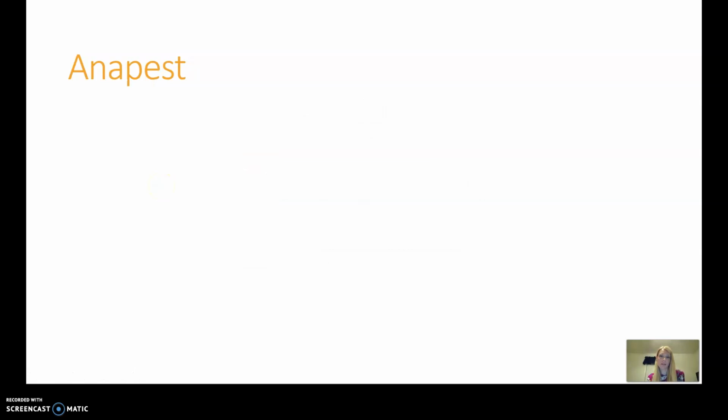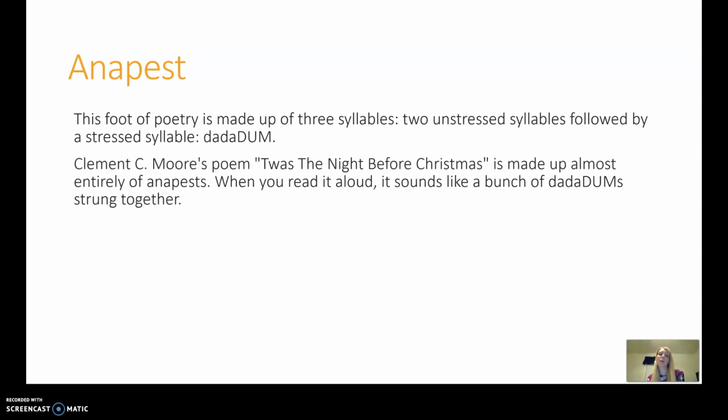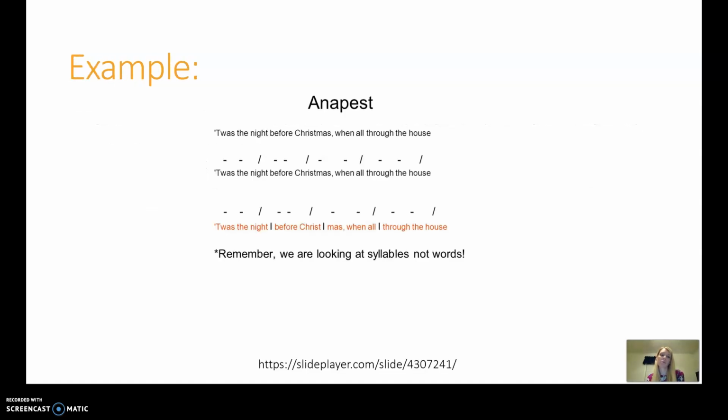Next is the anapest. This foot of poetry is made up of 3 syllables, 2 unstressed syllables followed by a stressed syllable, so da-da-dum. Clement C. Moore's poem, "'Twas the Night Before Christmas," is made up almost entirely of anapests. When you read it out aloud, it sounds like a bunch of da-da-dums strung together. So, "'Twas the night before Christmas went all through the house." So that's your da-da-dum pattern.